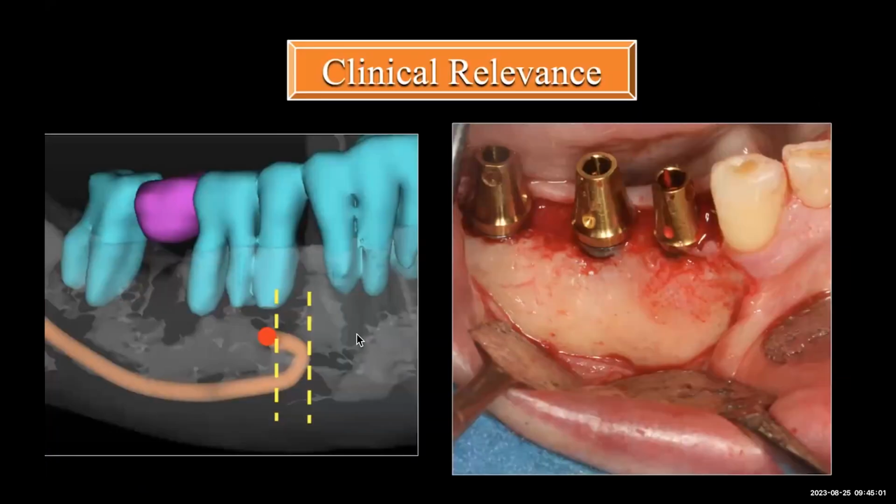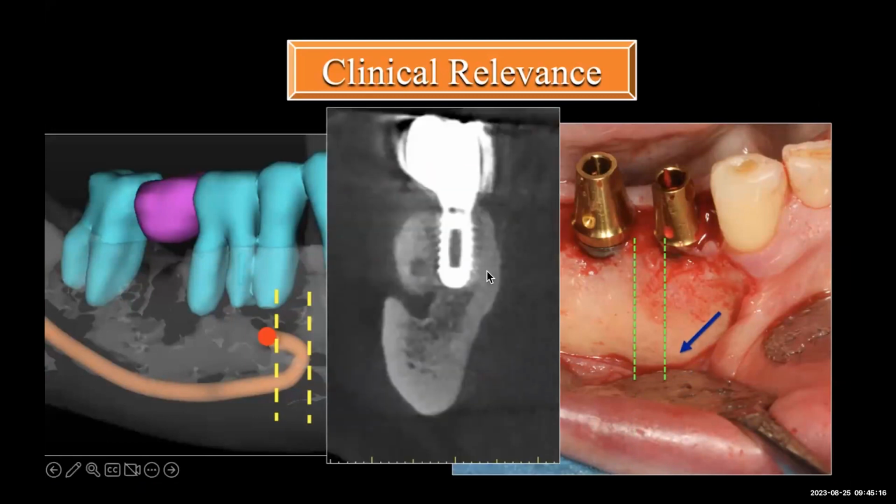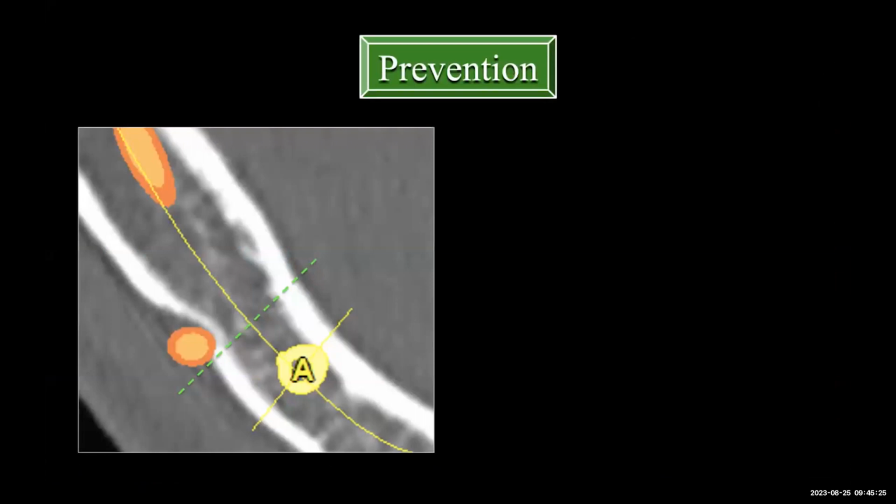Now, what's the relevance of this? Well, here's the nerve, and we're placing an implant right in front of it. If we have a 2 millimeter, 3, 4 millimeter anterior loop, we're going to place the implant right into the nerve. So we have to be very, very careful of that. What you don't want to do, again, is put that implant in approximation to that nerve or the foramen, because then you can end up with a nerve sensory impairment.